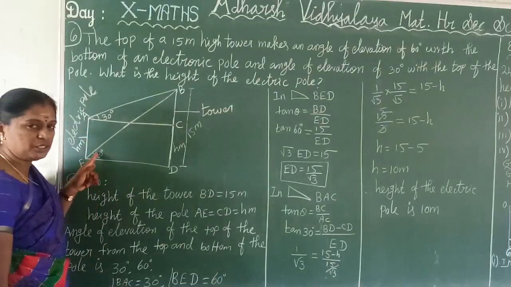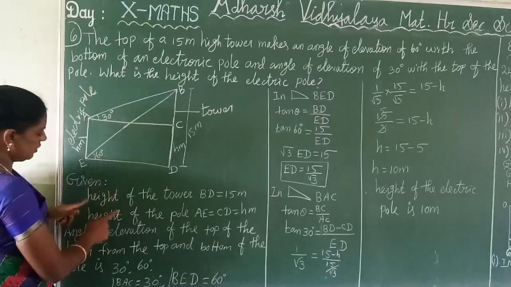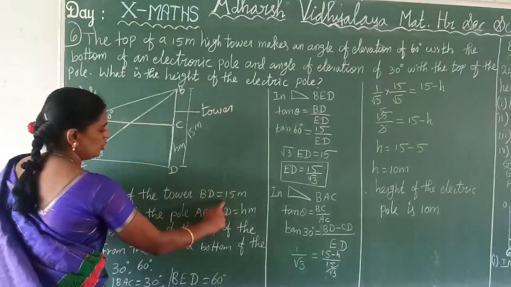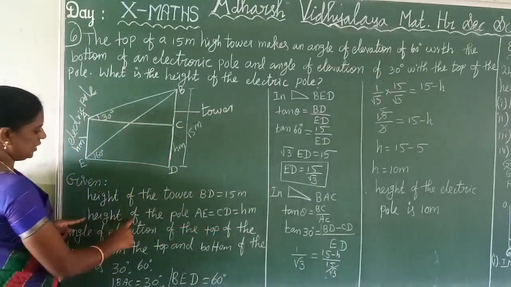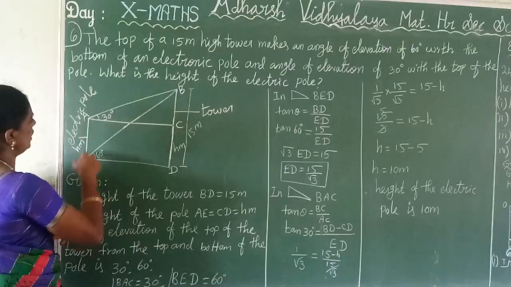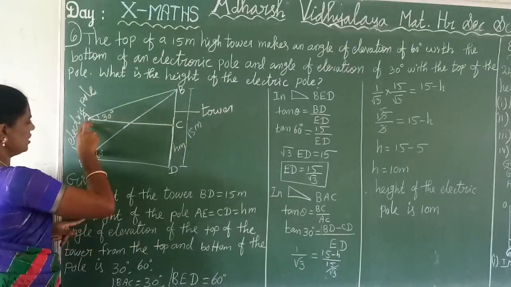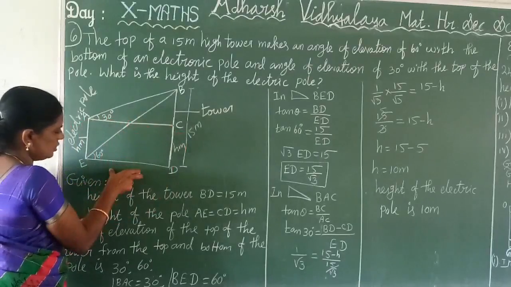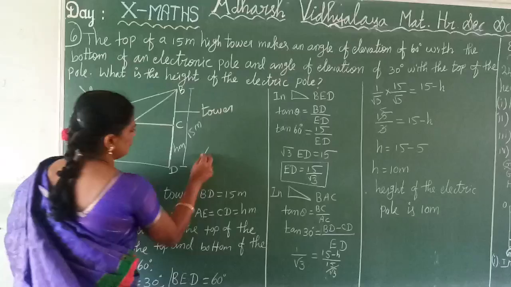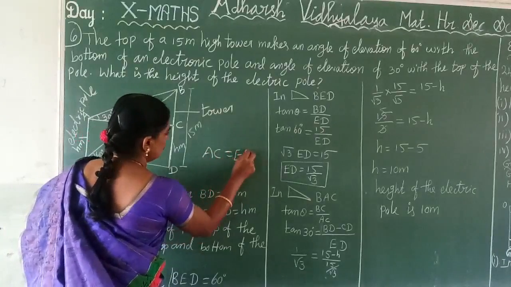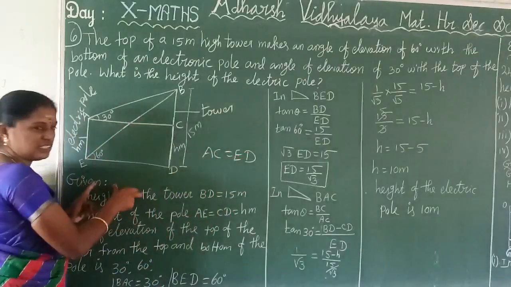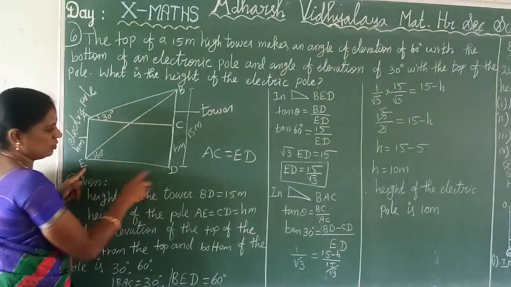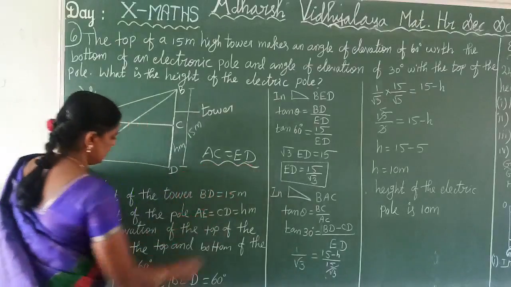I understand the question. So write the given. Height of the tower BD equals 15 meters. Height of the pole, that is this one, the electric pole AE, this value is equal to this value, and AC is equal to ED. AC equals ED. Why? Because this is a rectangle, so opposite sides are equal. So AC equals ED.